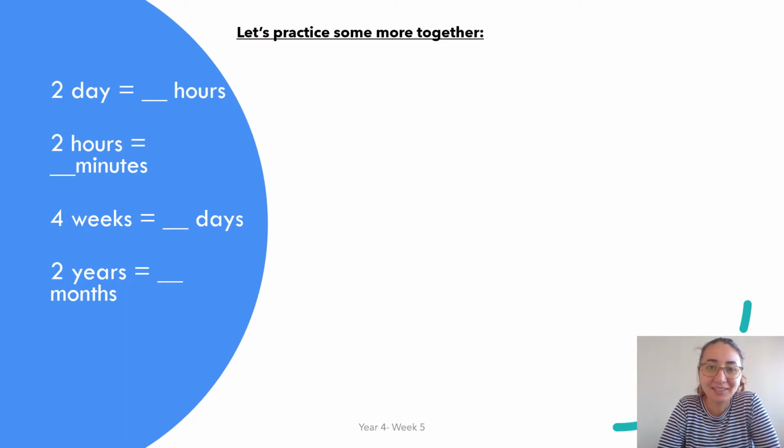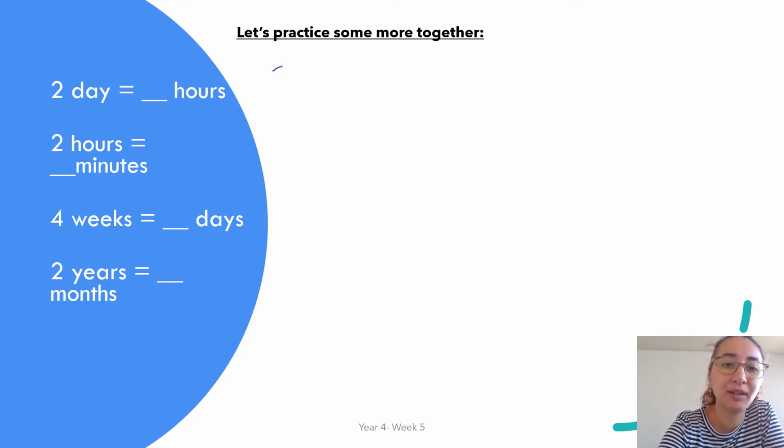Now, using our time facts from the previous slide, we're going to complete some questions. They'll look like these. So here we've got our first one. It says 2 days equals how many hours? Well, we know that 1 day, using our known facts, is 24 hours. So we'll put 24 here because that is 1 day.